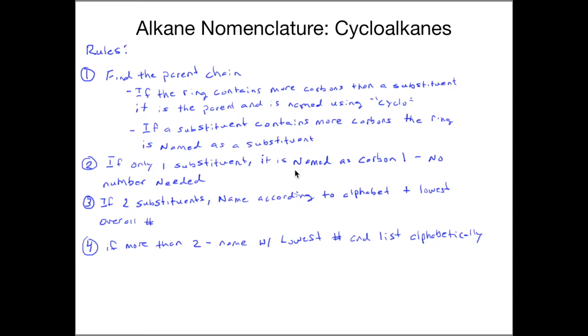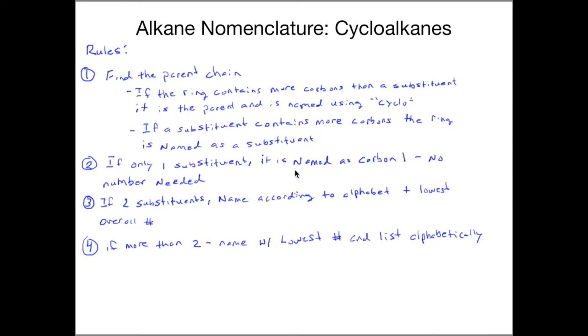Alright, so these are the rules for naming cycloalkanes, and then we'll look at some examples. So the first rule is determining the parent chain. If your carbon ring contains more carbons than a substituent, then we name that ring as the parent chain, starting with just the term cyclo. So if it has 4 carbons, it will be cyclobutane.